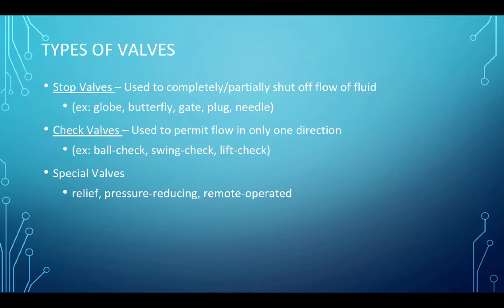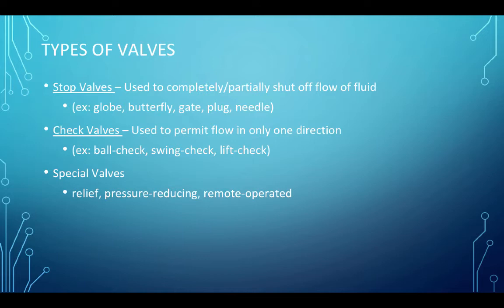The valves play a couple of different roles. There's stop valves or isolation valves. Their purpose is to completely shut off flow of fluid, and they're used to isolate portions of a system for repair. Examples of the types of valves that are used are globe, butterfly, gate, plug, and needle. All of these can serve as strict isolation valves.